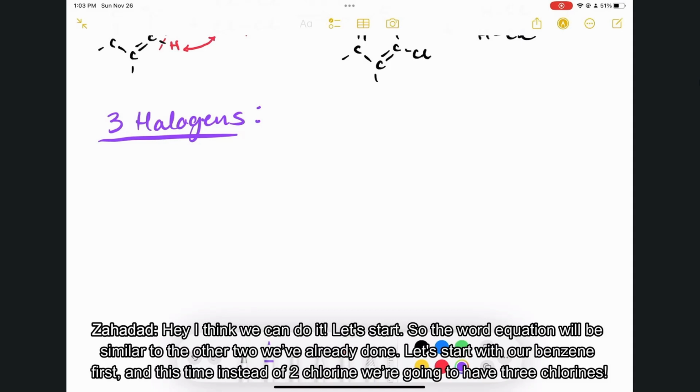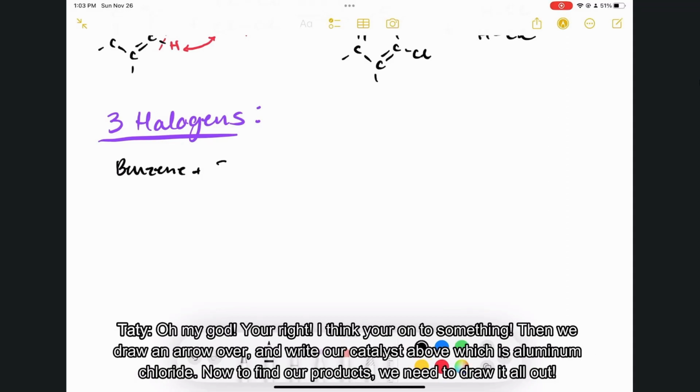Let's start. So first, the word equation will be similar to the other 2 we already have done. Let's start off with our benzene first, and this time instead of 2 chlorine, we're gonna have 3 chlorine. Oh my god, you're right. I think you're onto something. Then we draw an arrow over and write our catalyst above, which is aluminum chloride, of course.